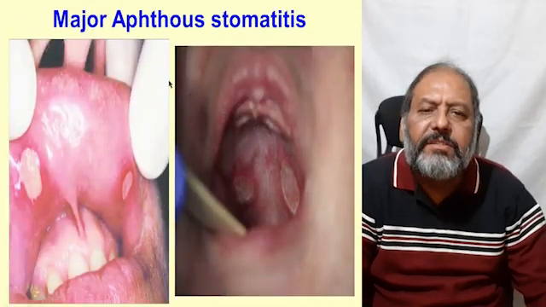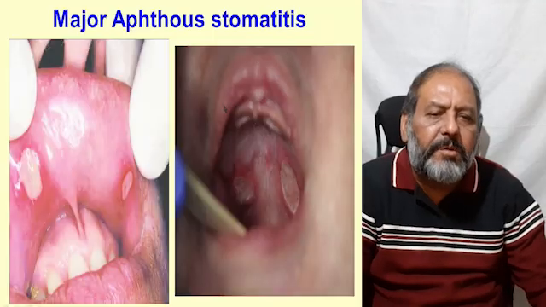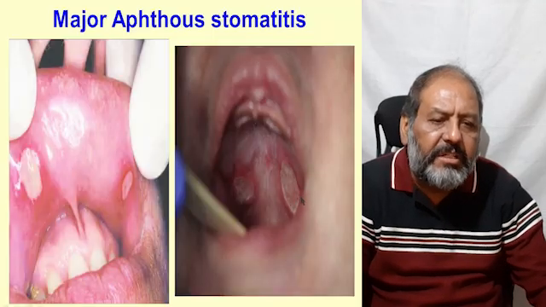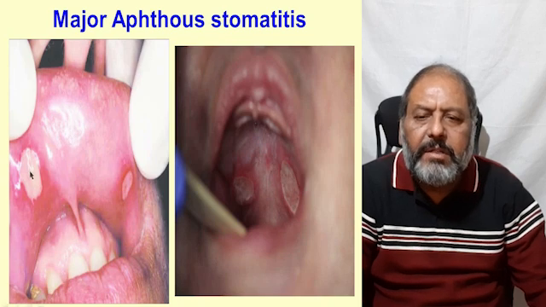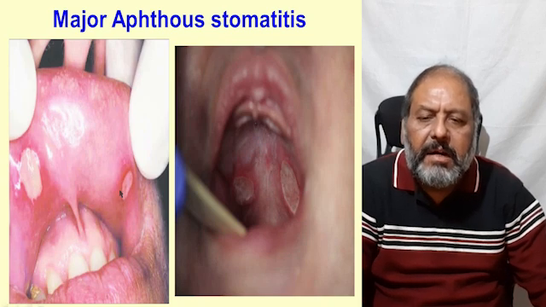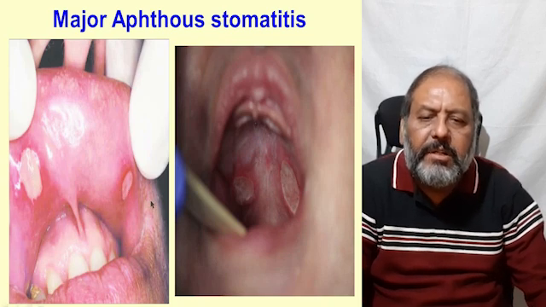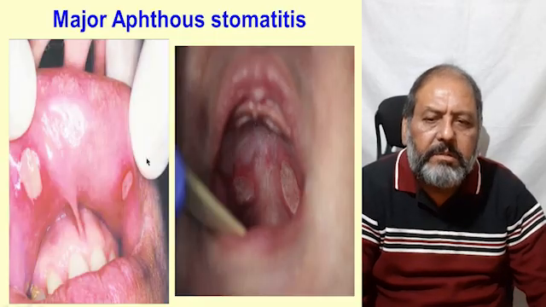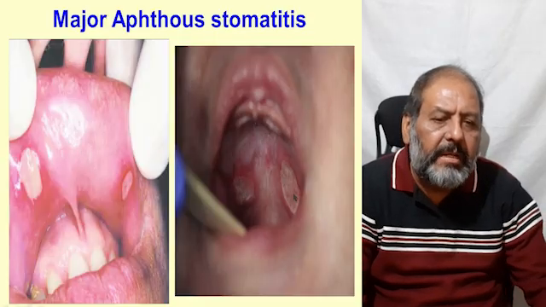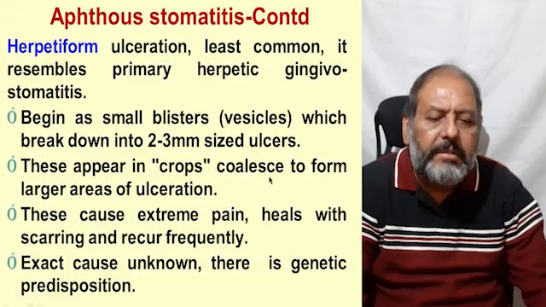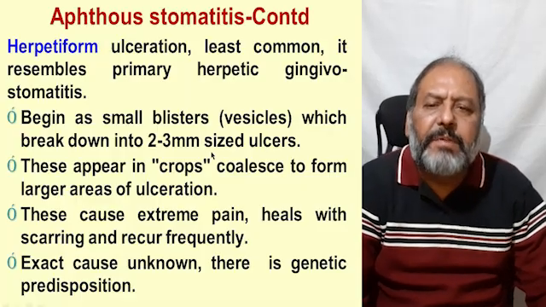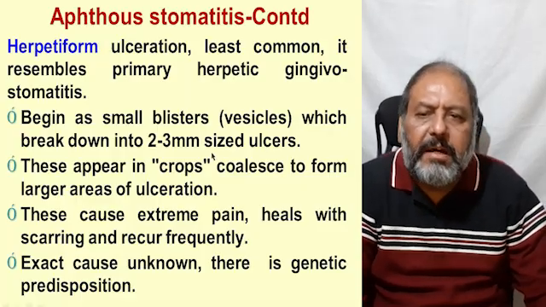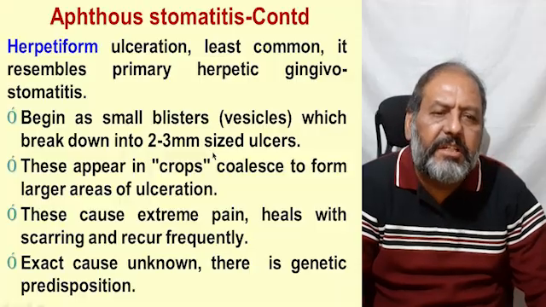Here one can see major aphthous stomatitis, with large ulcers on the palate and on the upper lip. These are larger in size, usually more than 1 centimeter. Now, the other type of stomatitis is the herpetiform ulceration.